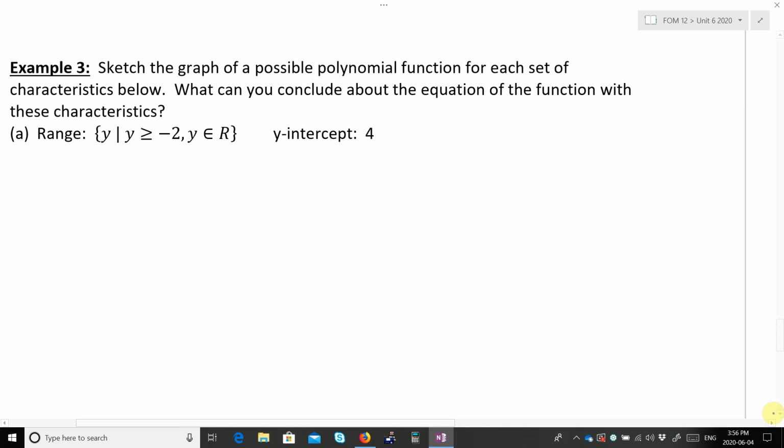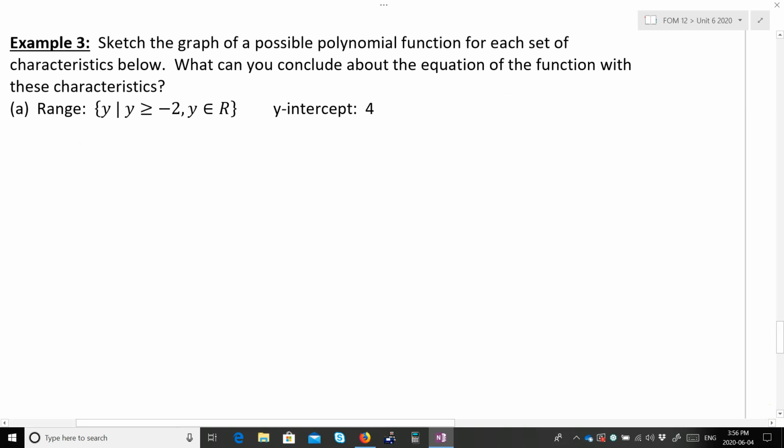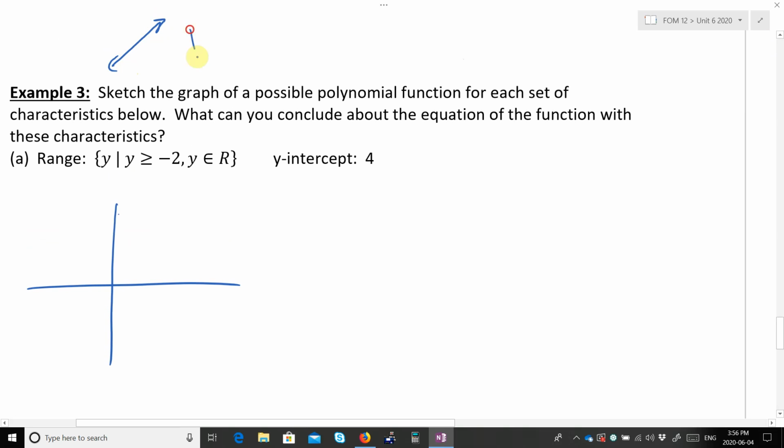Example 3 says sketch the graph of a possible polynomial function for each set of characteristics below. What can you conclude about the equation of the function with these characteristics? Okay, so it has a range where there is a lowest point, and the only time we saw that was with a quadratic. Right, because linear goes up forever and down forever. Quadratics are the ones that have a high or low point, and cubics go up and down forever. So it must be a quadratic.